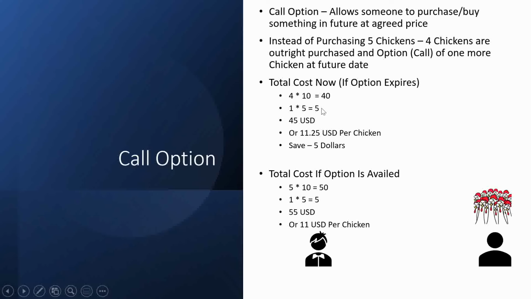So if it was $7, then also it helps you save at least $3. But as the cost of option goes up, there is not much of an advantage. If the cost of option was only $2, then that would have been fantastic, because then you are just reserving an extra chicken for yourself by paying only $2 extra. So that's a call option.